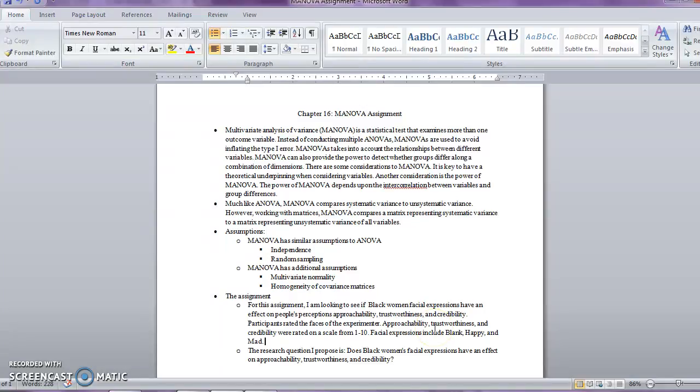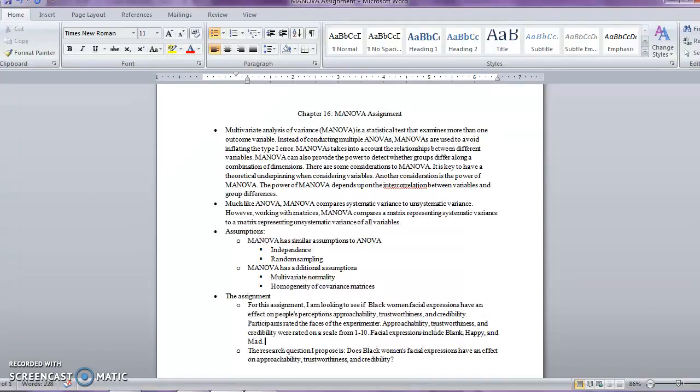Greetings! So we will be doing a MANOVA today in R. MANOVA stands for Multivariate Analysis of Variance, and it's a test that essentially looks at more than one outcome variable. So it takes an extra step from ANOVA and ANCOVA.